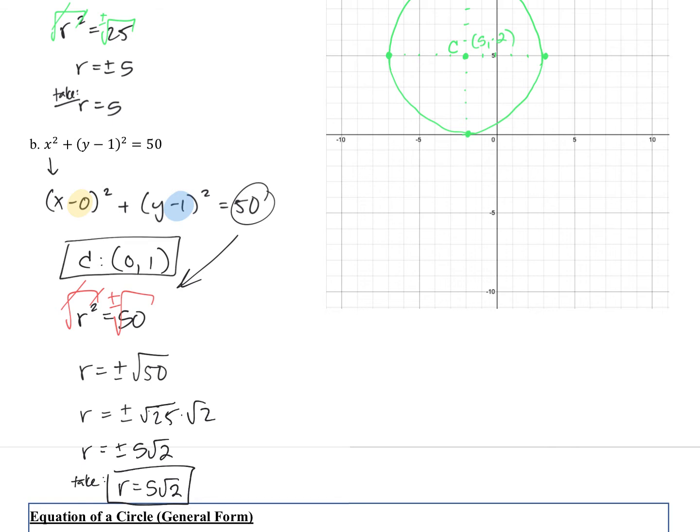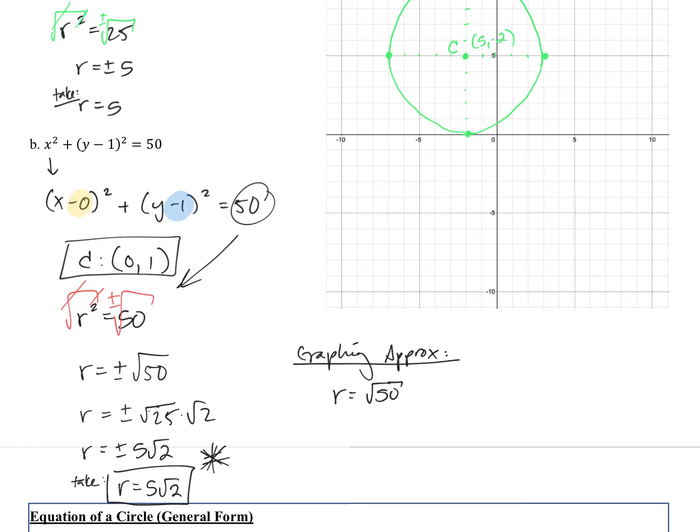But for graphing, it's kind of hard to graph 5 root 2. So what I'm going to do is approximate it. Please note, this is just for the graphing. For your answer, you're going to give the actual value. Approximating is for when you do the graphing. How do we approximate? Well, let's say we know r equals root 50.